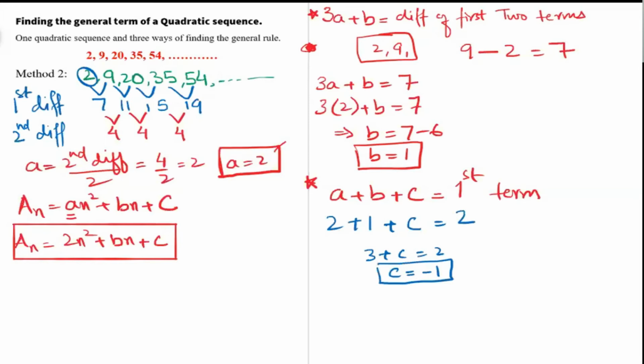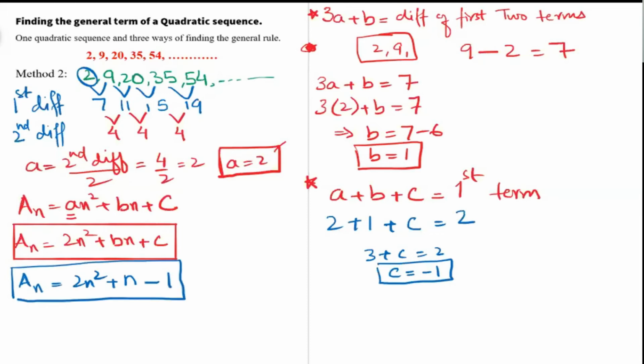And there we are. We have just found the values of all three unknowns. So we have a is equal to 2, n squared, b is equal to 1, so that's 1n written as n only, and c is negative 1. So that's our general rule.